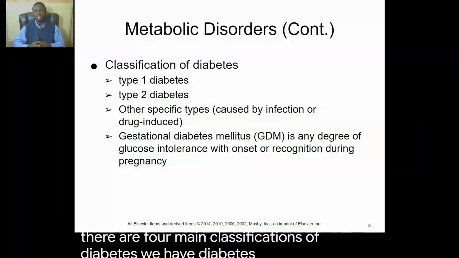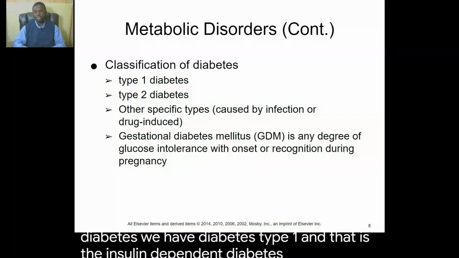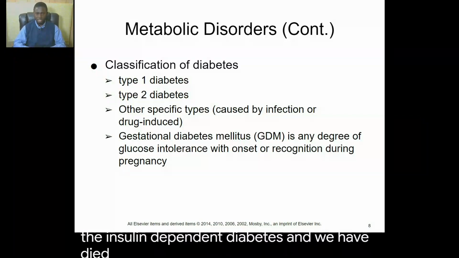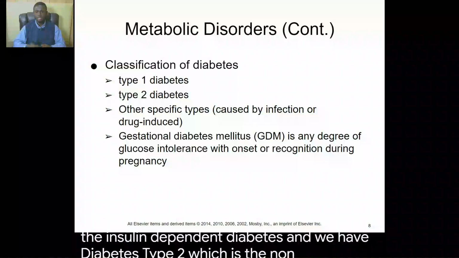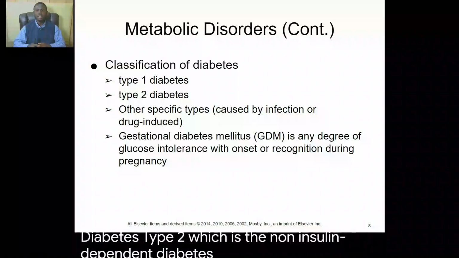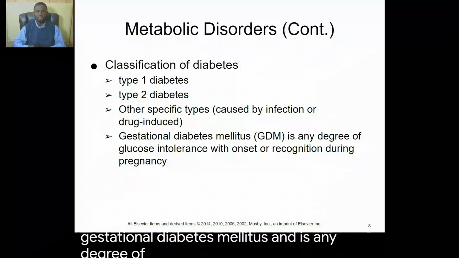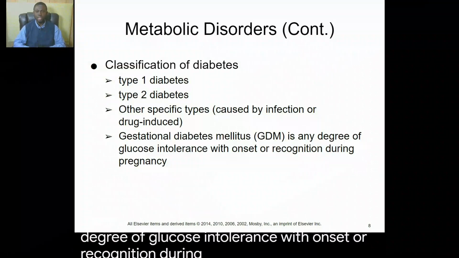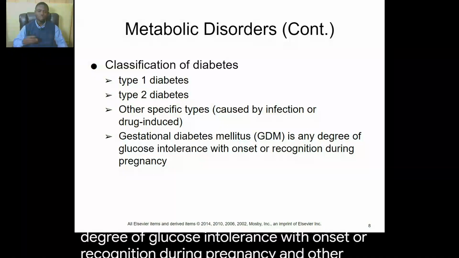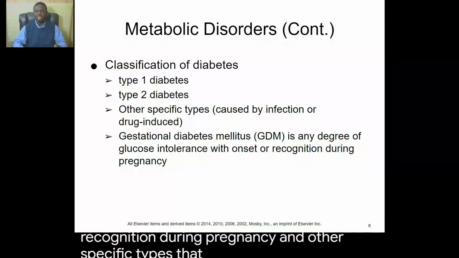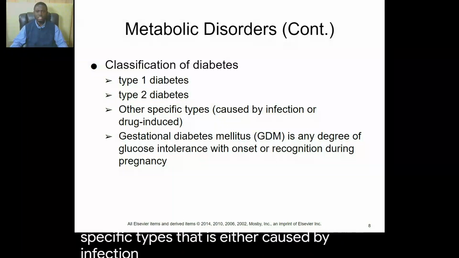We have diabetes type 1, and that is the insulin dependent diabetes. And we have diabetes type 2, which is the non-insulin dependent diabetes. And also you can have gestational diabetes mellitus, which is any degree of glucose intolerance with onset or recognition during pregnancy, and other specific types that are either caused by infection or are drug induced.